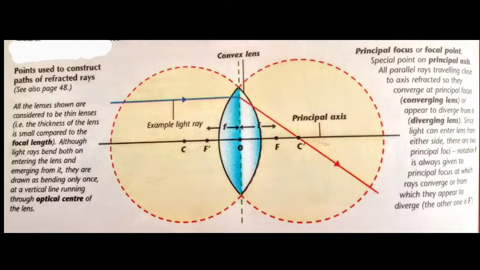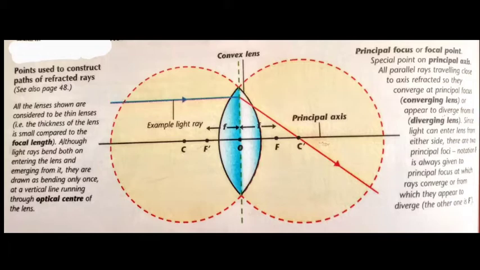In the figure, all the lenses shown are considered to be thin lenses. That means the thickness of the lens is small compared to the focal length. That is known as the thin lens. Although light rays bend both on entering the lens and emerging from it, they are drawn as bending only once at a vertical line running through the optical center of the lens.